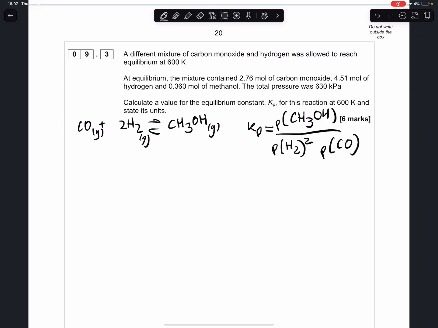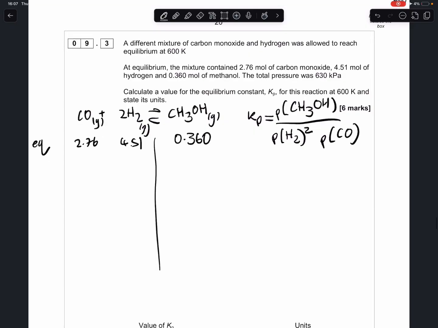So the question has told us our equilibrium moles for this here. Our equilibrium moles for carbon monoxide is 2.76. Our equilibrium moles of hydrogen is 4.51. And our equilibrium moles of methanol is 0.360.